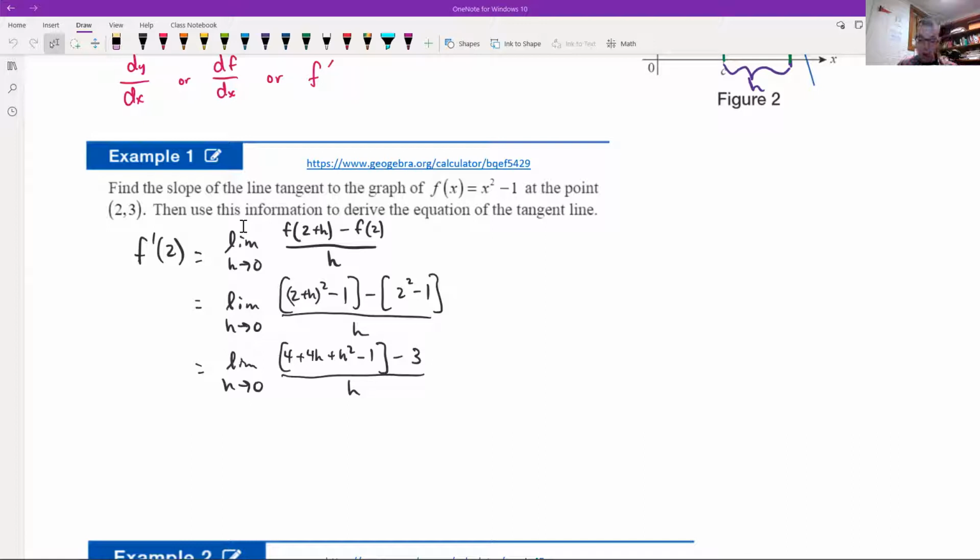And notice that at this point, if we were to plug h in, you know, the terms with h would go to 0. So we would definitely have a 0 on the bottom. And if we put in 0 for h up here, we would have 4 minus 1, which is 3. And then we have 3 minus 3 on top, which is 0. We would be in an indeterminate form.